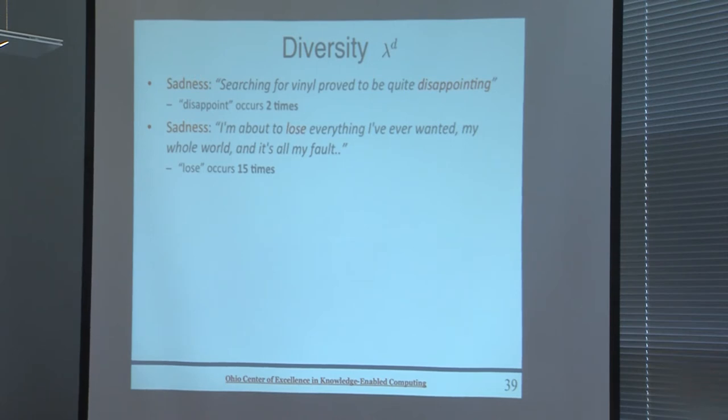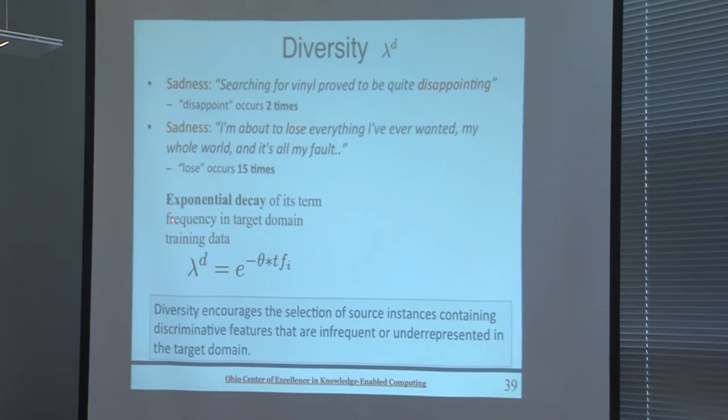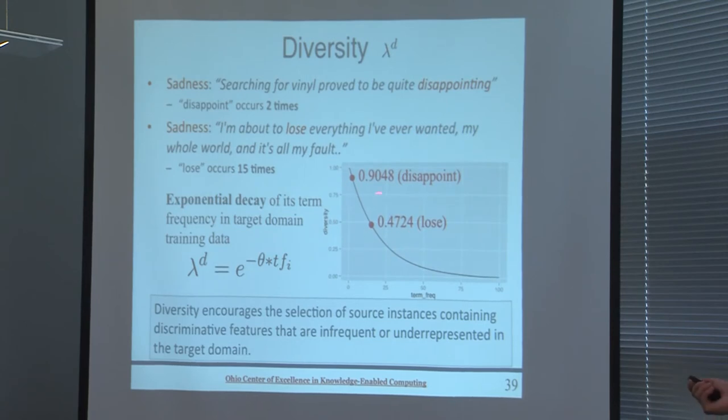So how do I do that? I define the diversity as the exponential decay of the term frequency of this best feature. This is the exponential decay here. It's a little bit difficult to understand, so let's look at the figure here. It will look like this. For disappoint, because it occurs two times, when we apply this formula, we get 0.90. For lose, we get 0.47, right? So in this case, you can see that we are assigning higher priority to features that are infrequent or underrepresented in the target domain data. That is what I mean by diversity. I want to promote these underrepresented features. So that is the second part, the diversity part.